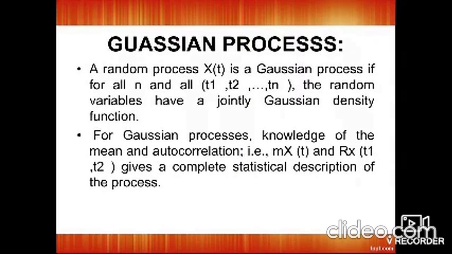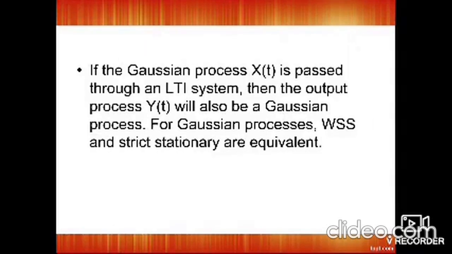So Gaussian process is simply defined as follows: consider a random process x of t. It is said to be Gaussian distributed, or a Gaussian process, if every linear functional of x of t is a Gaussian variable. So if x of t is passed through an LTI, a linear time invariant system, then the output process y of t is also a Gaussian process. So for a Gaussian process, wide sense stationary and strict sense stationary are equivalent.